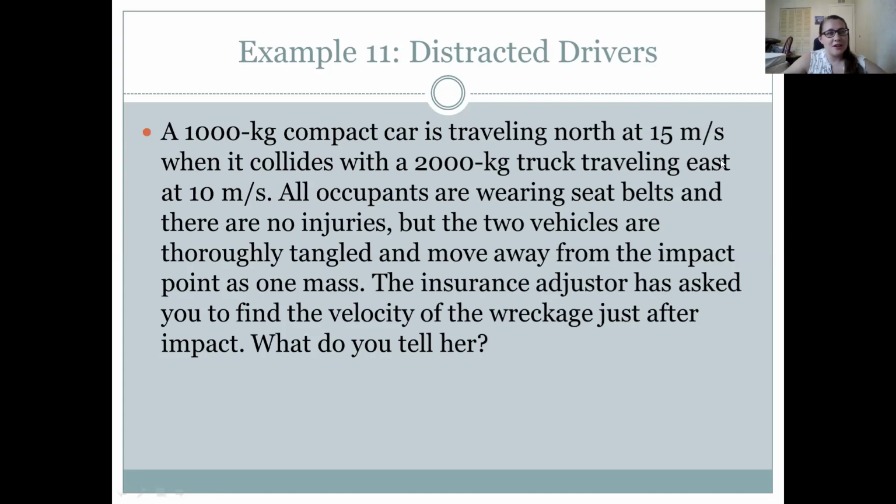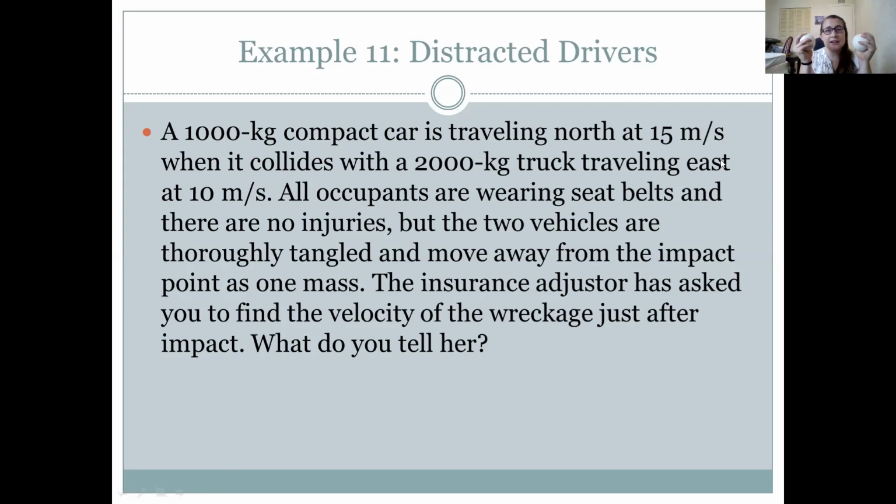Because after the collision, they move as one mass. Yes, those are good keywords to pull out of this scenario. Remember, we have three different kinds of collisions. Elastic collisions are when they bounce off completely and kinetic energy is conserved.